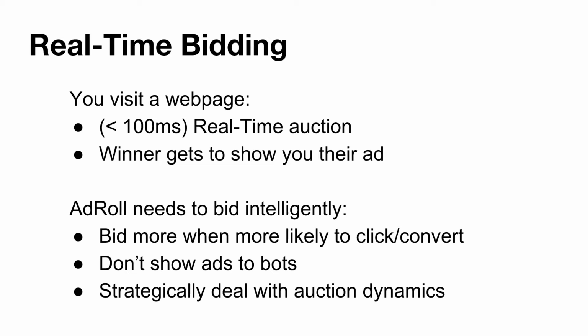So we participate in these auctions, and as such we need to bid intelligently. We want to bid more when we think you, the user, is likely to click on the ad or go on to buy the product, which we call convert. And we don't want to show ads to bots. We also sometimes have to deal with weird auction dynamics. It's not always the case that, well, certainly whoever bids the highest wins, but what you actually pay can vary from auction to auction.